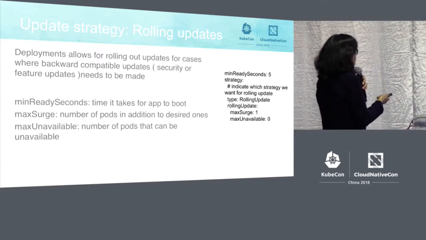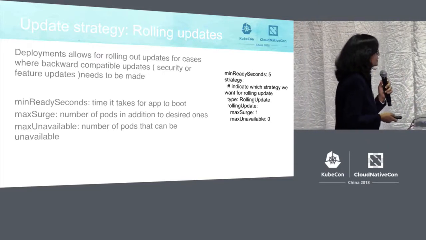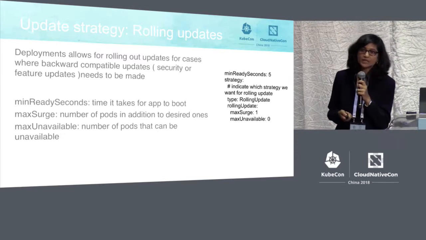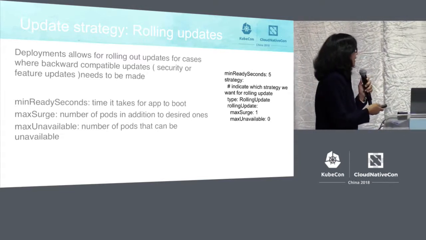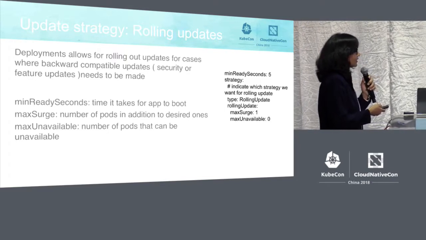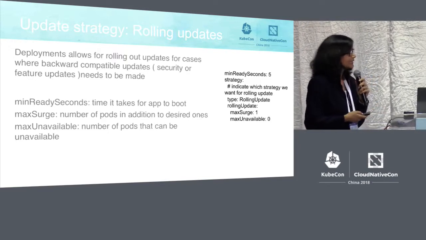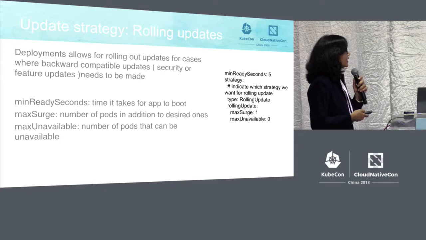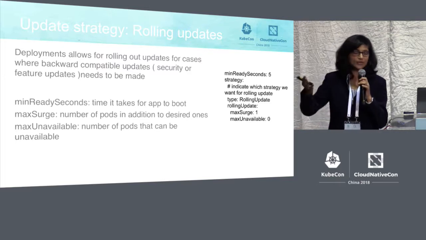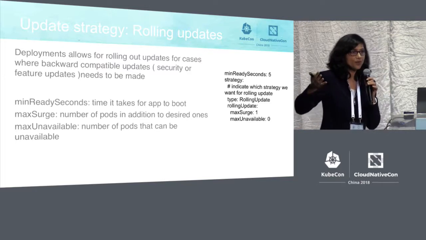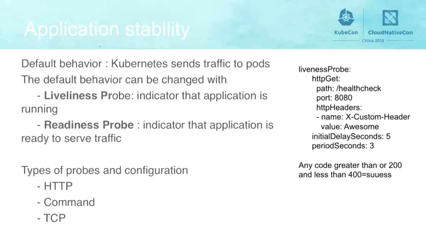And maximum unavailable pods is the number of pods that can be unavailable at the time it's doing the rolling upgrades. By default, I need to go look, but I think by default this is 1. It's a good idea to set it as 0 so that once all your updates are done and your new pods are ready, only then Kubernetes takes down your older pods. Okay.